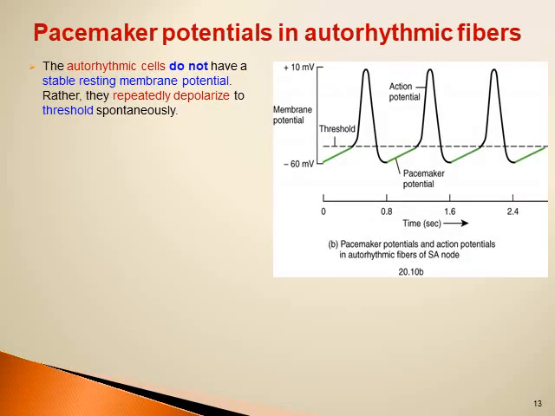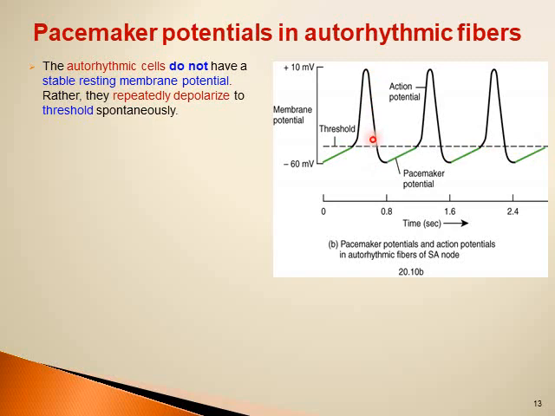The autorhythmic fibers do not have a stable resting membrane potential. I said these are specialized cardiomyocytes that can generate action potential without any external stimuli. They can generate action potential on their own. They repeatedly depolarize to threshold. This is the line of threshold at the end of an action potential.